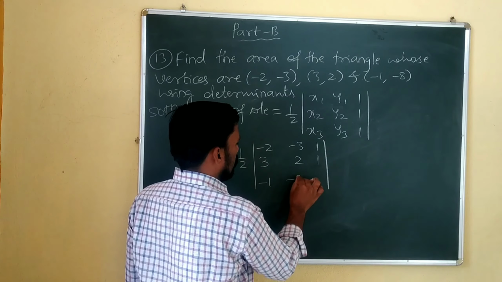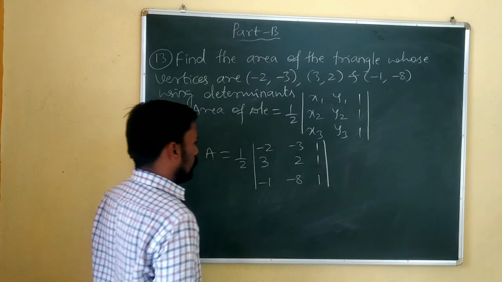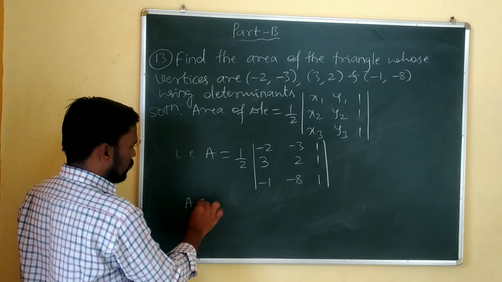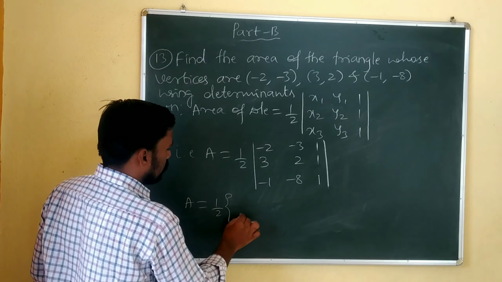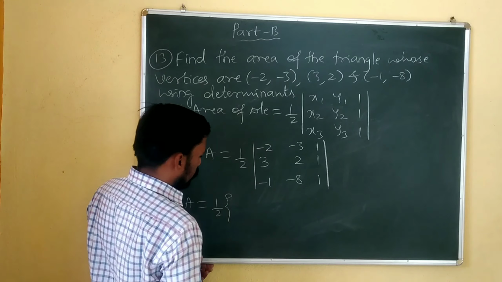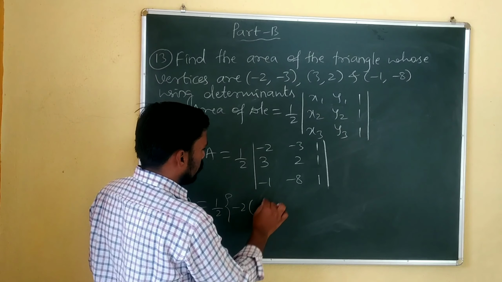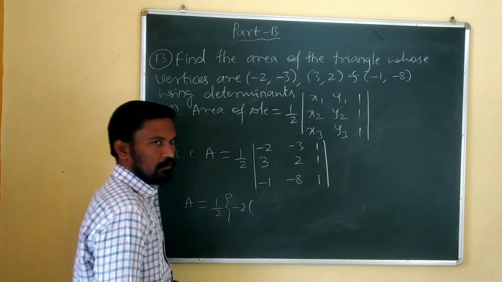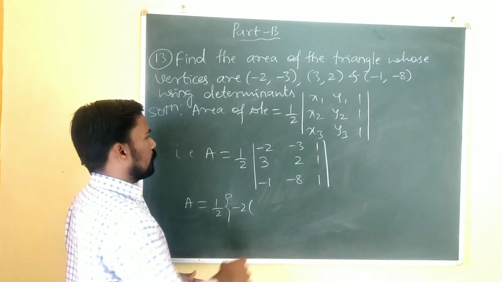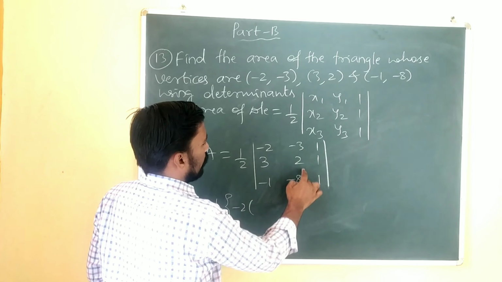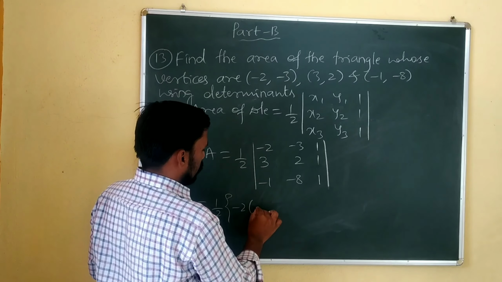Minus 1, minus 8, 1. A is equal to half into... This is expanded using the first row. Minus 2 into... So minus 2 is the element of the first row and first column. So leave the first row and first column: 2 into 1, it is 2.